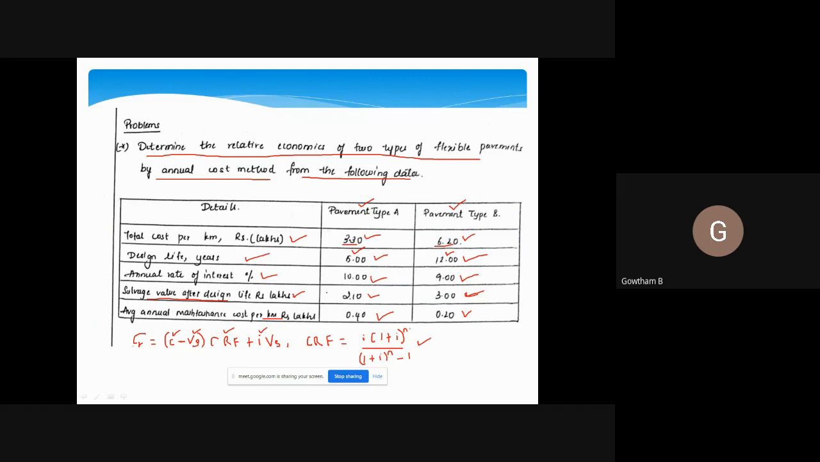Again, here I stands for interest rate, the same 10% and 9% for type A and type B payment, and VS stands for salvage value for payment type A and payment type B. Now apply this formula first for payment type A, and once you have finished with payment type A, apply the same formula for payment type B. I will show the calculation in the next slide.